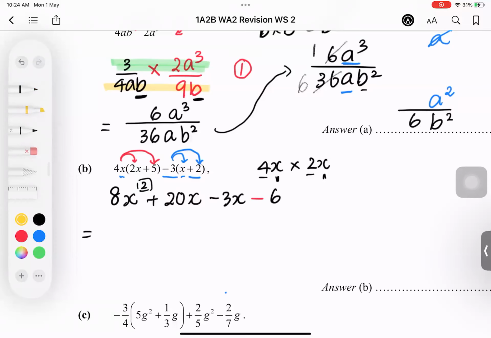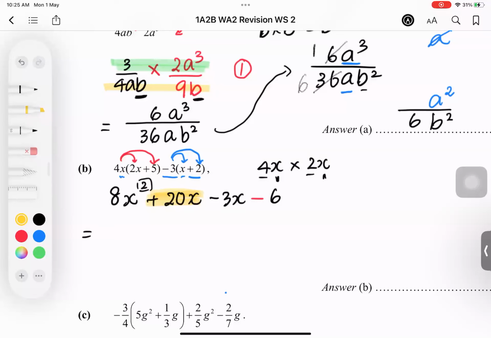Then we group the like terms together. Alia, can you tell me, positive 20x, which other number has x? Which one has x? This one, x must group together with which one? Which other number has x?